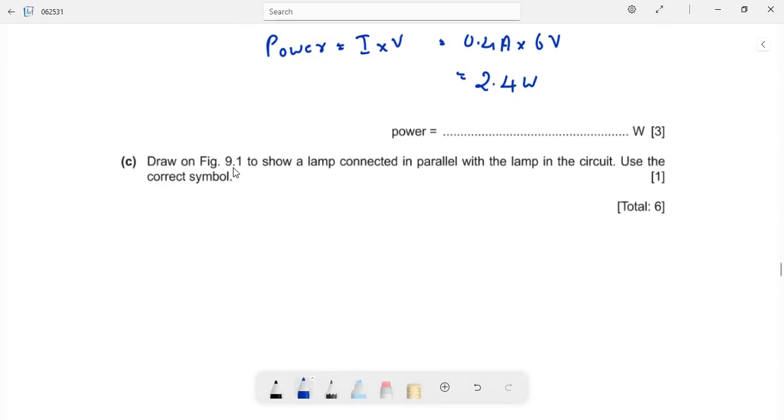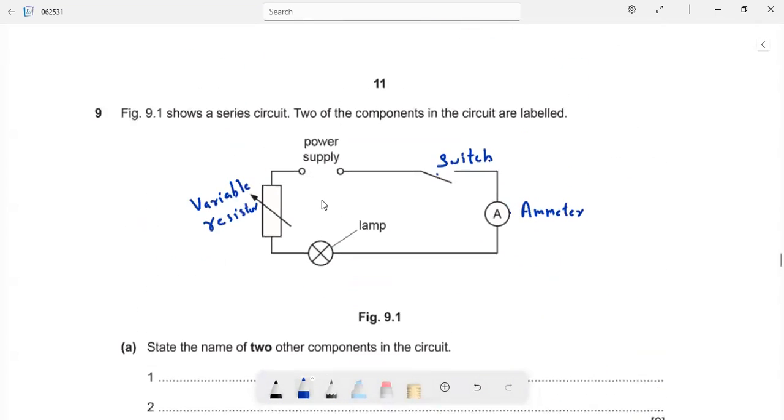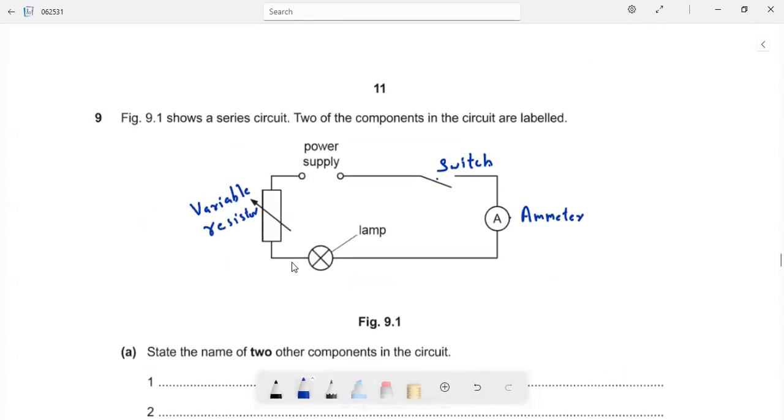Draw on the figure 9.1 to show a lamp connected in parallel with the lamp in the circuit. Use the correct symbol. So you need to connect a lamp in parallel with this lamp.